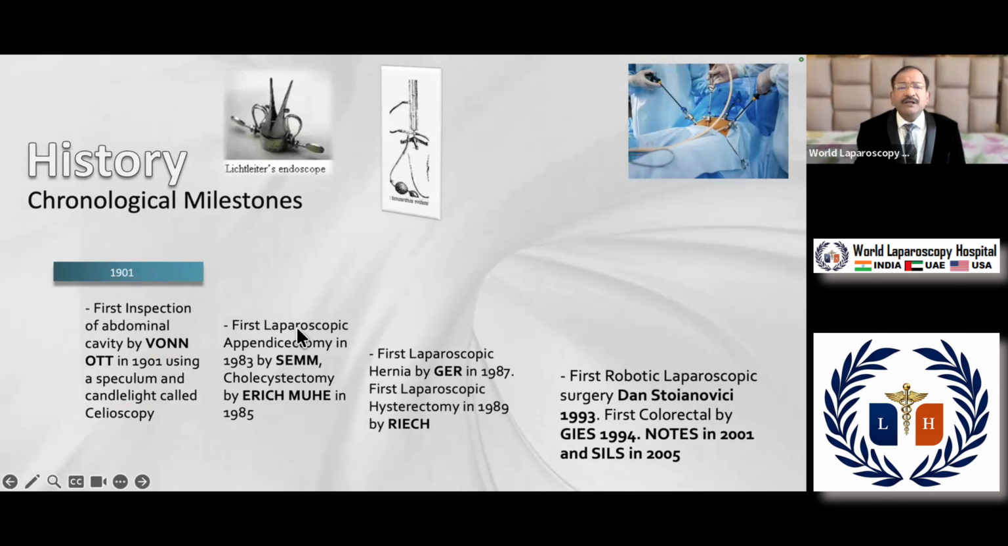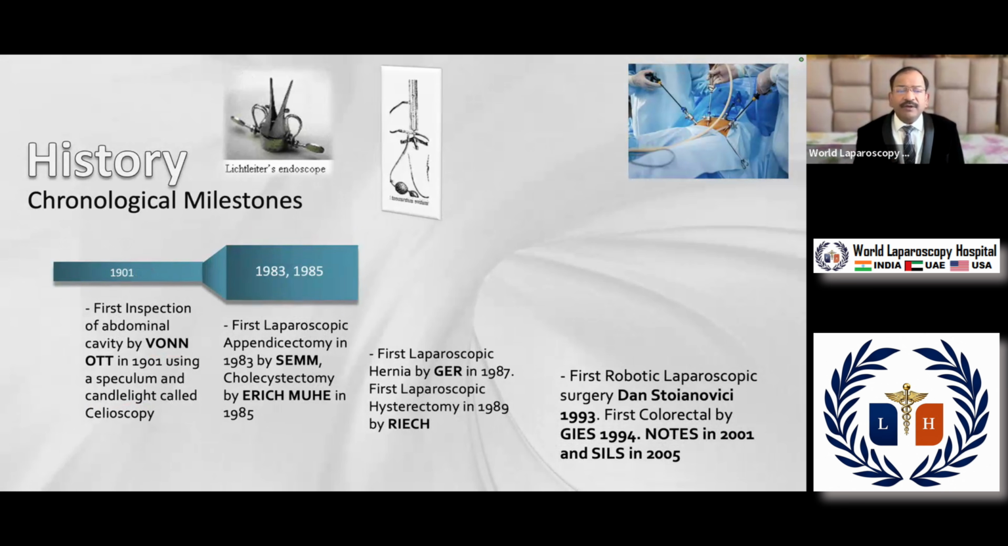Once Hopkins invented the rod lens, there was a German gynecologist, Professor Semm. He started doing a lot of diagnostic laparoscopy in females for chronic pelvic pain and infertility. And one day he saw an inflamed appendix, and he did the first appendectomy using the laparoscope.